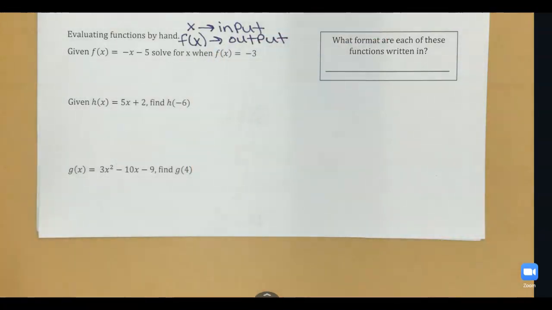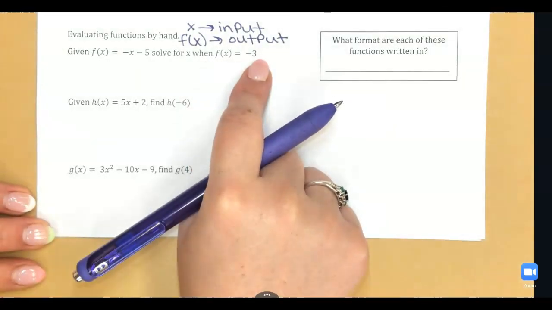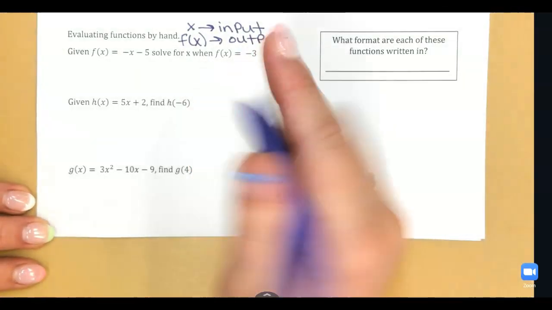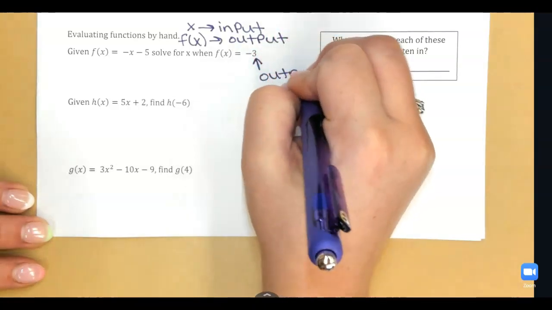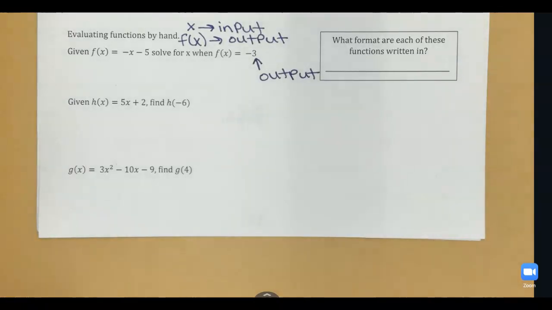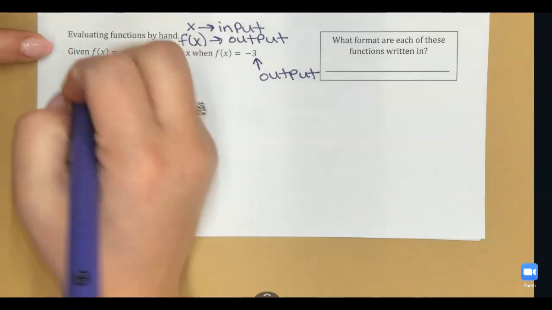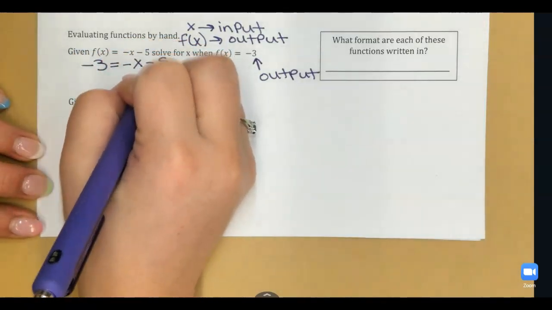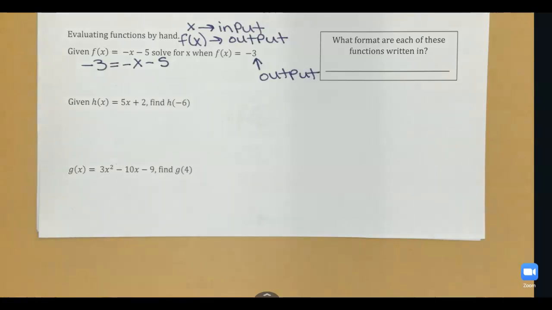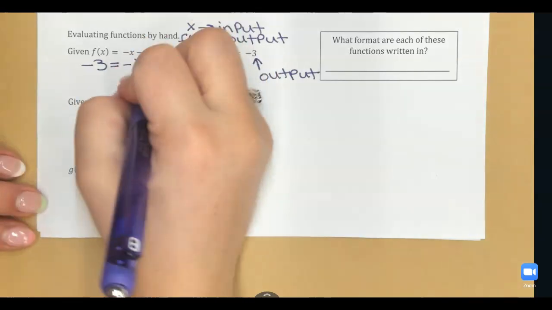So on this first one, I'm given my function f of x equals -x minus 5. Solve for x when f of x equals -3. I am here given an output, which means I'm going to be solving for the input x. So I am going to set my function equal to -3 and solve for x. Now this is just a simple two-step equation. You've been doing this forever.